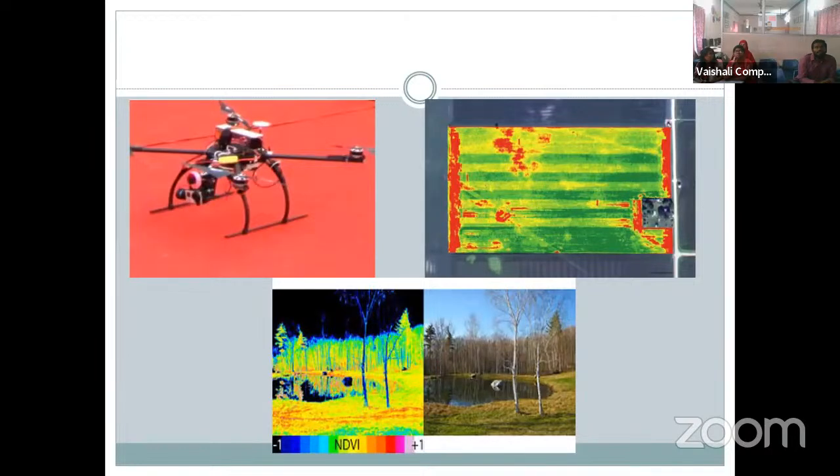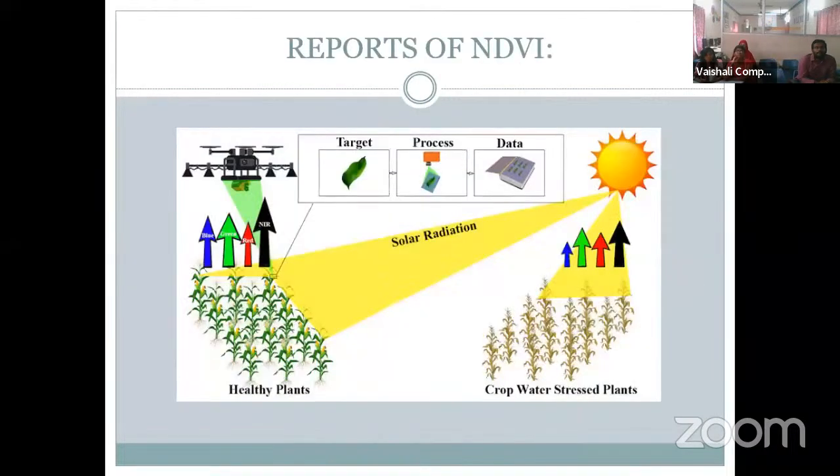The images taken by the drone will be visualized like this. The red part indicates there is some problem with the crop. The green section says that the plant is in good condition. Next. The whole process is summarized like this. The drone will take the pictures, and that data will be given to the ground station, which shows the reports of NDVI. Next slide.